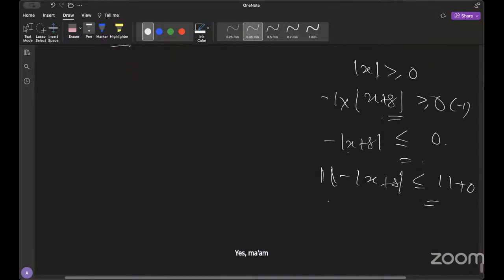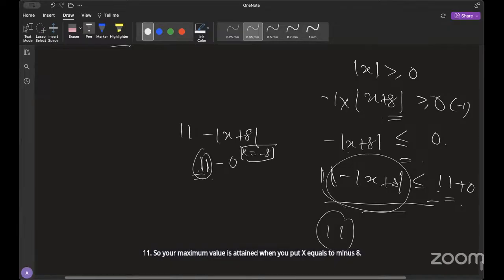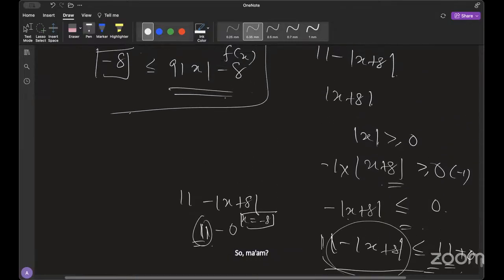Yes, ma'am. Now this looks exactly like what you had, right? So this thing is always less than 11. That's what you get. So your maximum value is 11. If you put minus 8 here in 11 minus mod x plus 8, you'll get 0 and you'll get the maximum value to be 11. So your maximum value is attained when you put x equals minus 8. So the maximum value here is 11. Here we have minus 8.